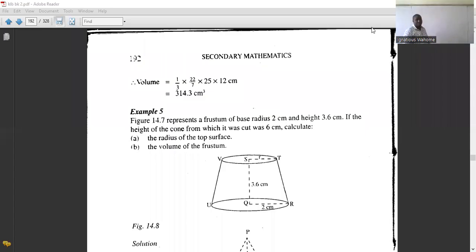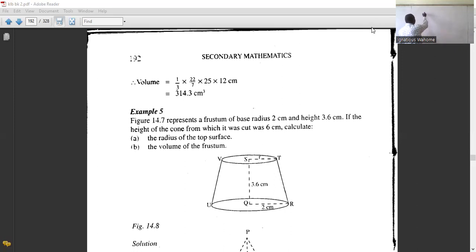Now, this question here, you already provided the question there, example 5: the figure represents a frustum of base radius 2 centimeters and height 3.6. If the height of the cone from which it was cut was 6 centimeters, that is the original cone from which this frustum was cut. The original one was 6. Calculate A, the radius of the top surface, and B, the volume of the frustum. And you can also add in that question the surface area of the frustum.